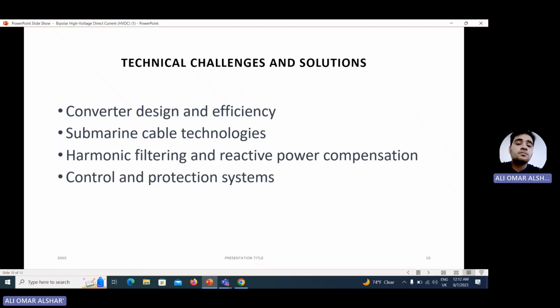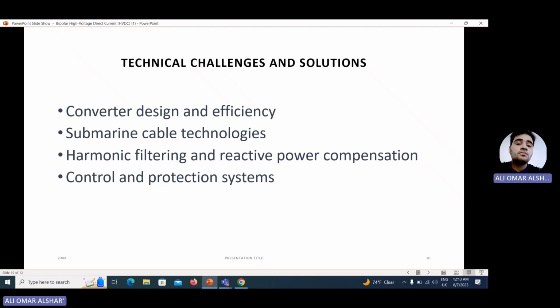The technical challenges and solutions. We have converter design and efficiency. If we are using converters, that will help us increase the efficiency of the power transmission. As we said, there are fewer losses for DC transmission lines, unlike AC transmission lines. Submarine cable technologies: submarines can use them to transmit power between one country and another. Then the harmonic filtering and reactive power compensation.